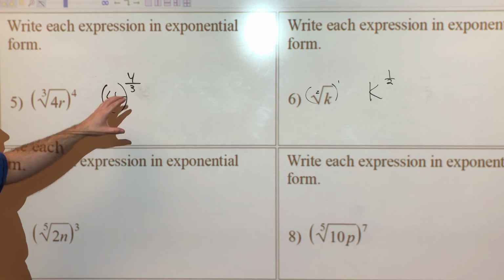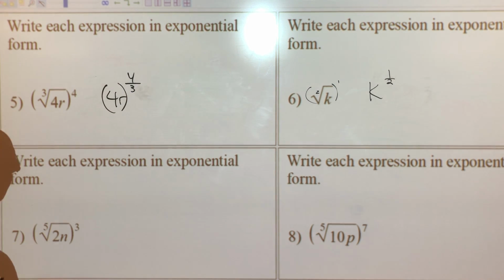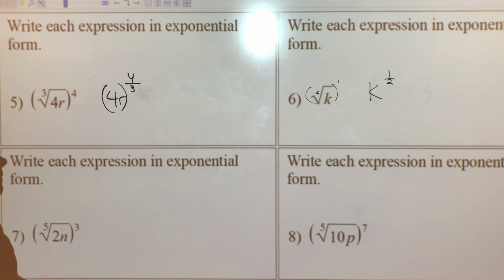If there was something else here, then it would be like the distributive property. But it's 4r raised to the 4/3 power. So whatever r ended up being, you would have to multiply that first and then raise it to the 4/3 power. We don't want to isolate the r just to that by itself. So go ahead and I will pause you. Try 7 and 8.